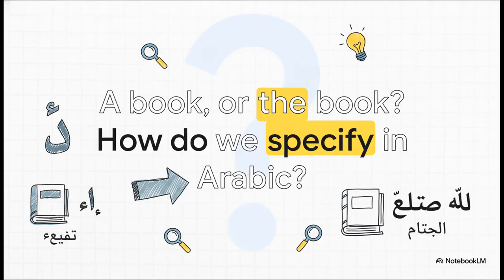You know, in English, there's a world of difference between saying, I read a book and I read the book, right? One is just some random book, the other is super specific. That little distinction is everything. So the big question is, how does Arabic pull off that same critical job of specifying things? Well, that's exactly what we're about to dive into.